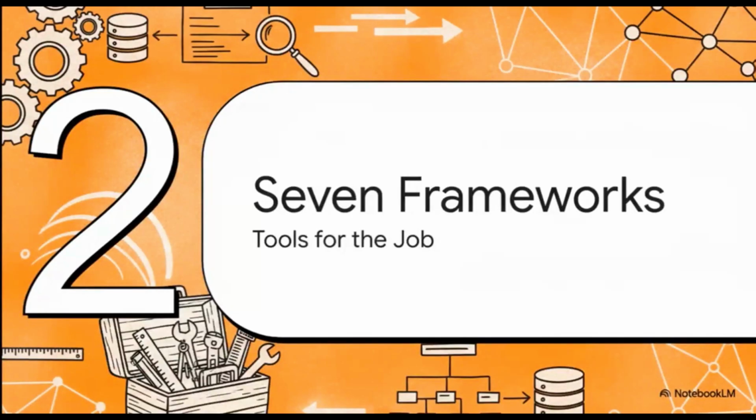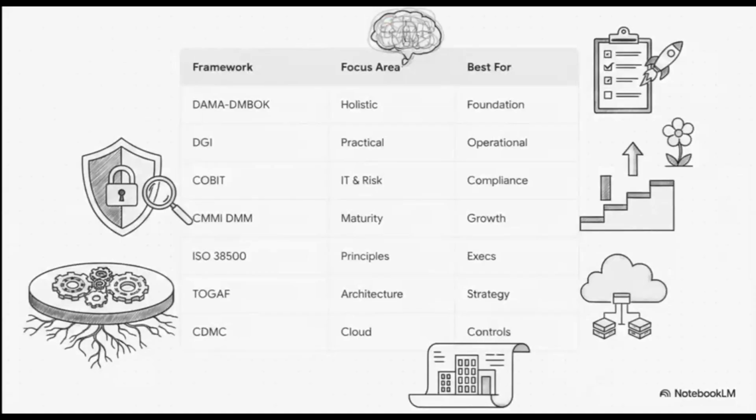Okay, moving right along to Section 2, the 7 governance frameworks. Let's open up that analytical toolkit. Each of these 7 frameworks has a specific superpower designed to solve entirely different problems. DAMA-DMBOK is your encyclopedia. It gives you foundational, holistic guidance across 11 different data management disciplines.